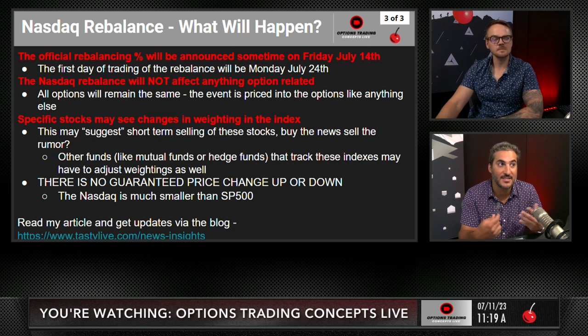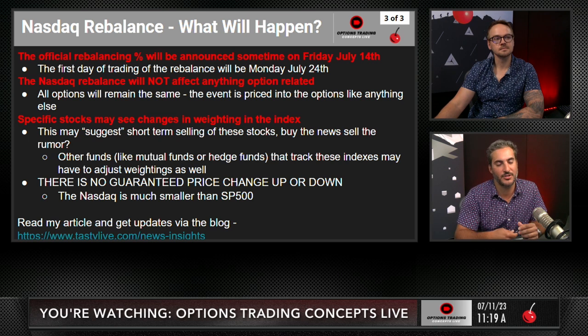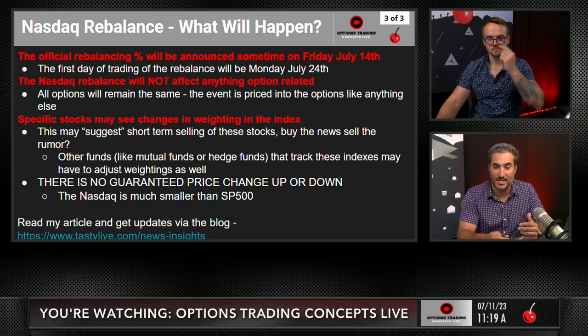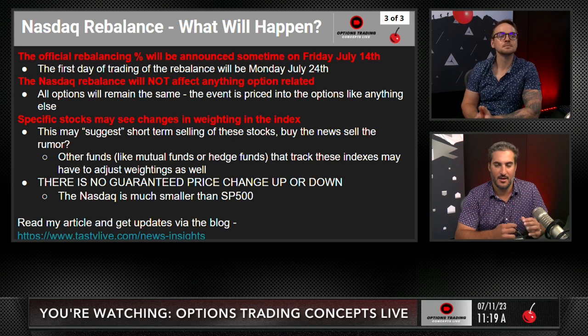It does suggest, though, that you do see a little bit of pressure on some of those big stocks, just because they will likely have some sort of selling of those shares just due to this. So there's no guaranteed price change up or down. I had one question asking me, just because of the changing in the weighting, does it mean that the ETF itself is going to go down 8% because we have to rebalance by 8%? That is not the case. There's no guarantee in anything trading, let alone this event that's coming up.